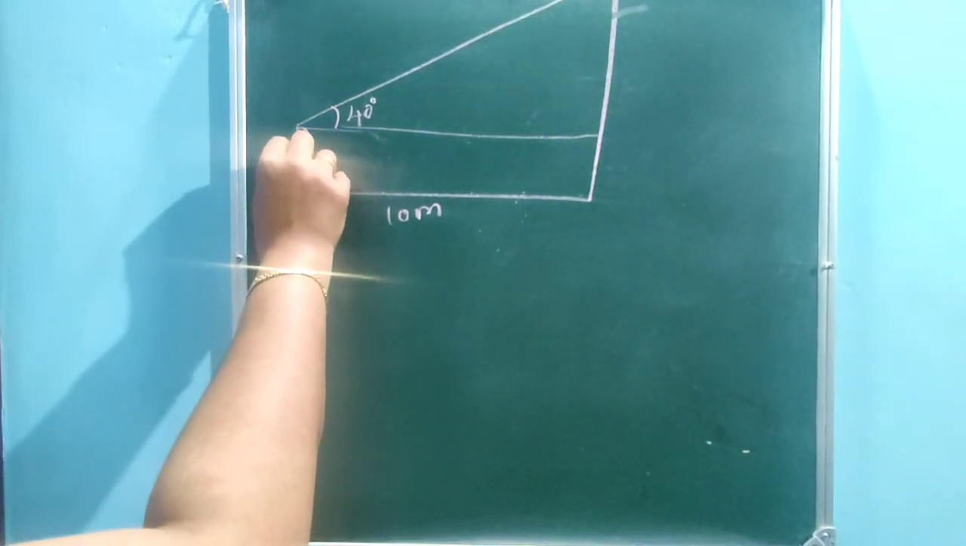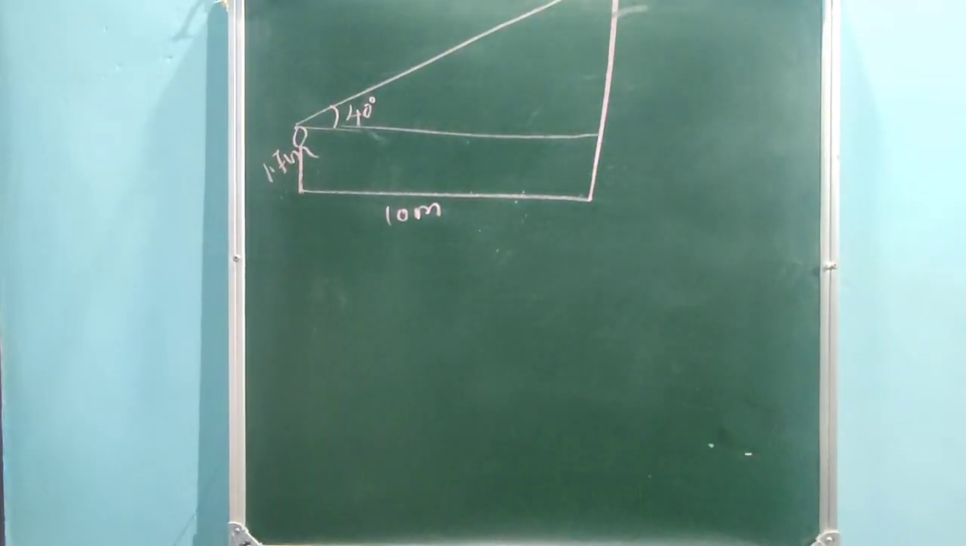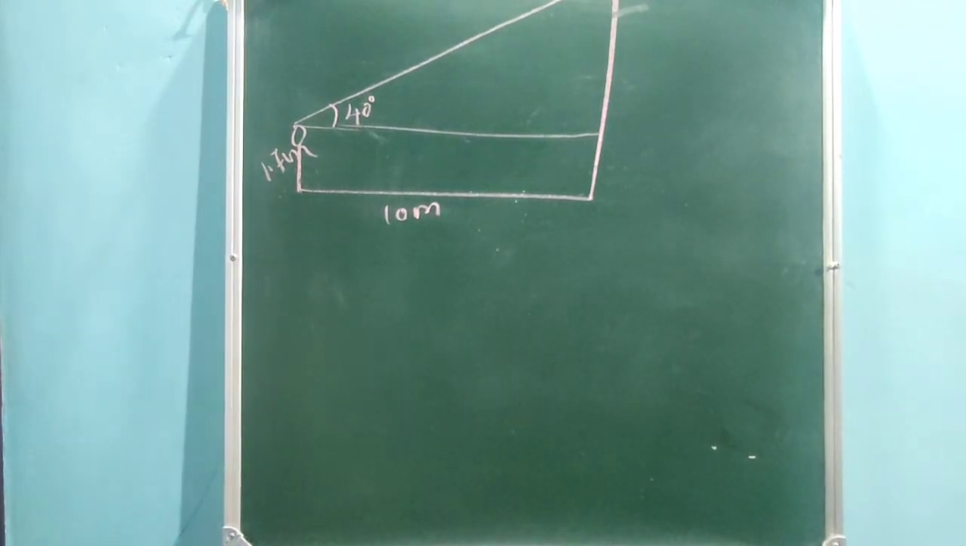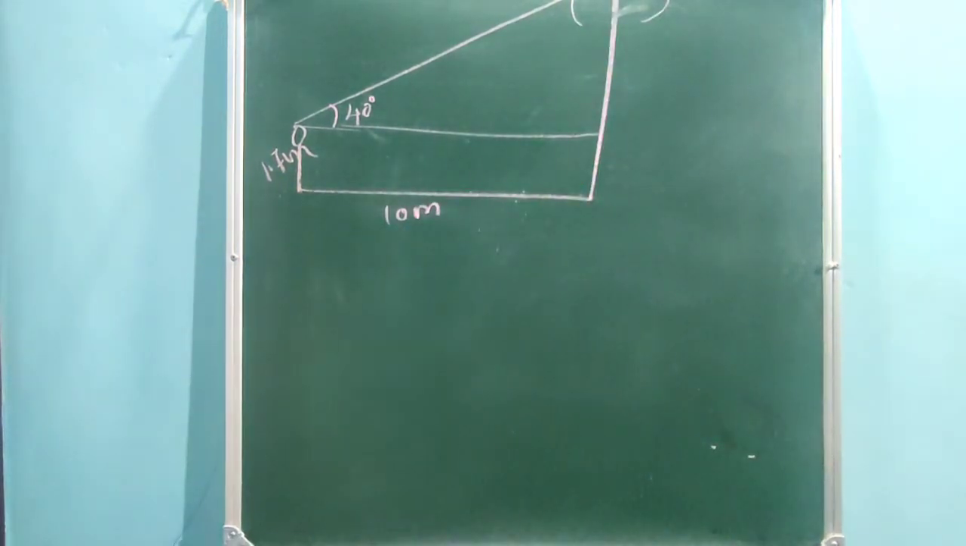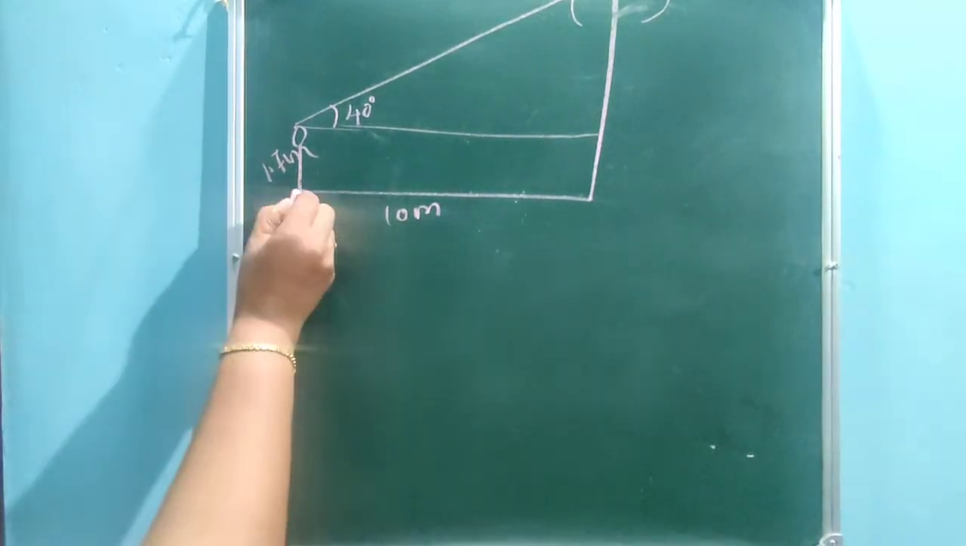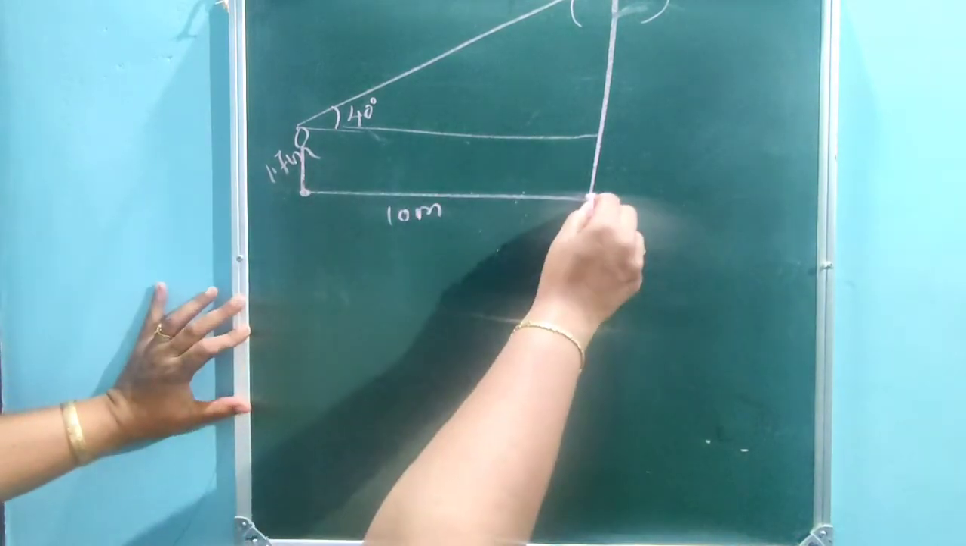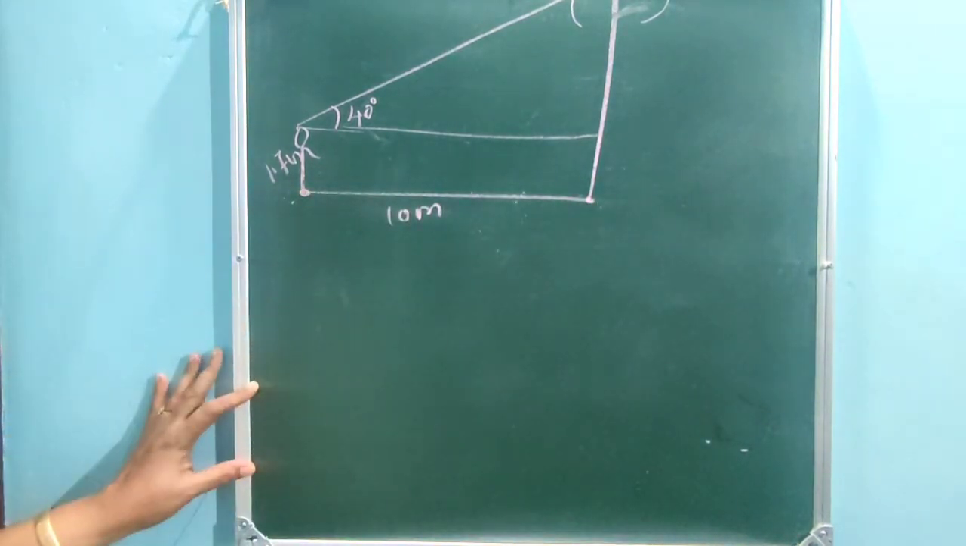His height is 1.7 meters. Then what is the height of this tree? This is a tree, and we need to calculate the height of that tree. So how do we find it? We know that the distance between the man and the tree is 10 meters.